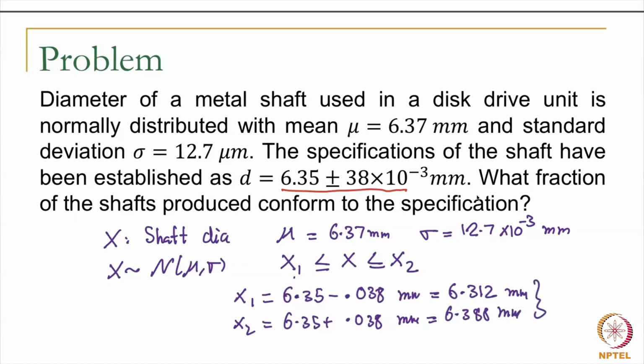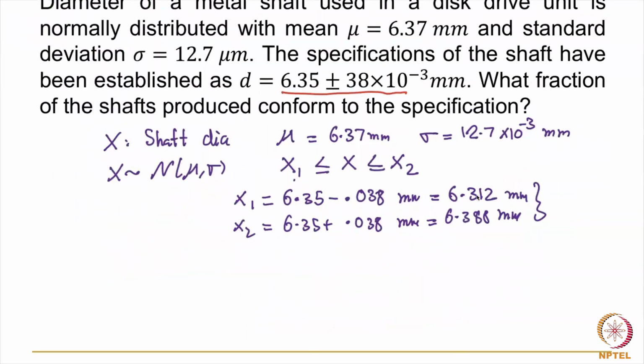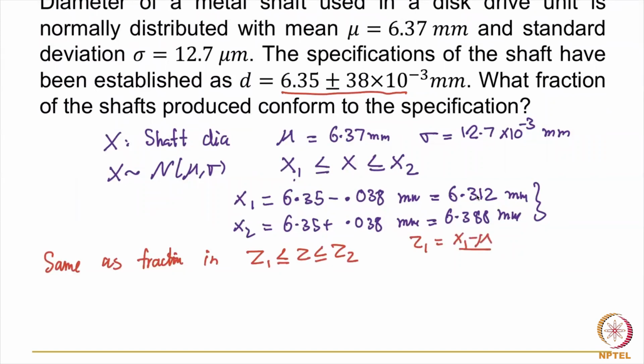So what we want to know is, after doing our computation, how many of the values will lie here? And the way we do it is, of course, we are going to keep the proportion the same. We are going to say same as the fraction in Z lying between Z1 and Z2. Now, what is Z1? Z1 is X1 minus mu by sigma, where mu is 6.37 and sigma is 12.7 to 10 power minus 3, and Z2 is X2 minus mu by sigma.